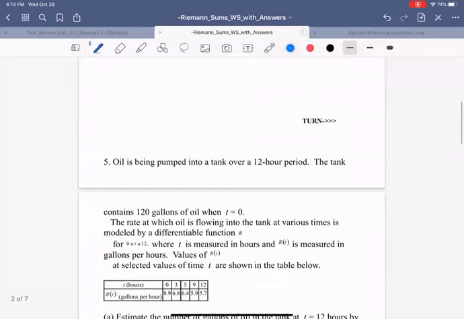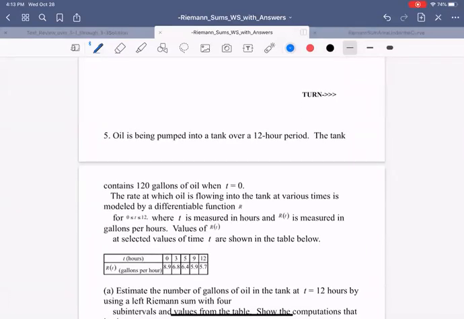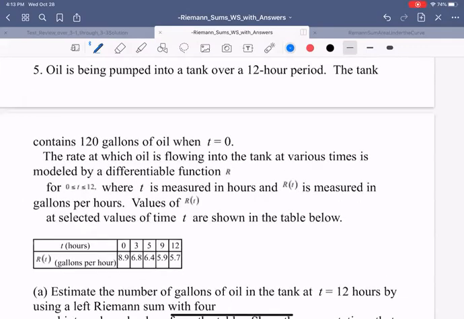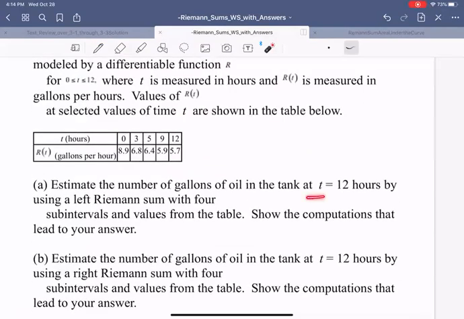So this time, oil is being pumped into a tank and it contains 120 gallons of oil. The rate at which oil is flowing into the tank is modeled by a function R, which is selected and listed in this table. So estimate in 12 hours using a left Riemann sum with 4 subintervals. So 4 subintervals, this is 1, 2, 3, 4. They already give us these 4 subintervals, right? Yes. Okay, so using a left Riemann sum.